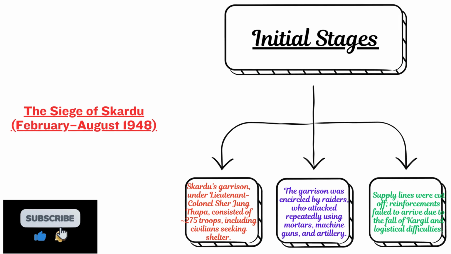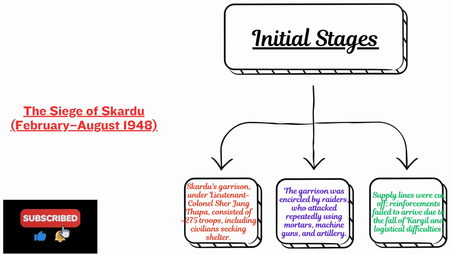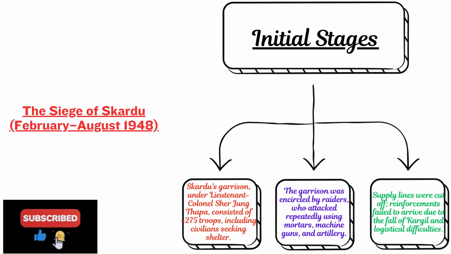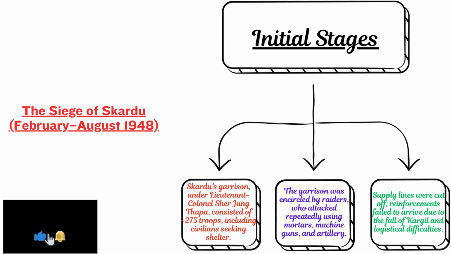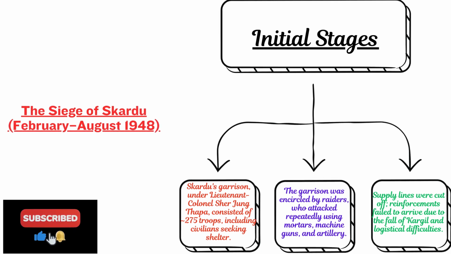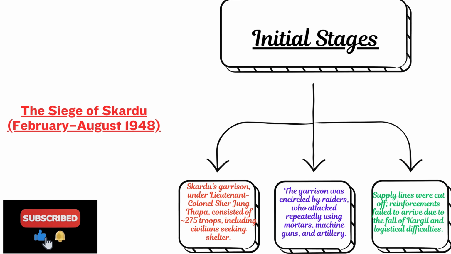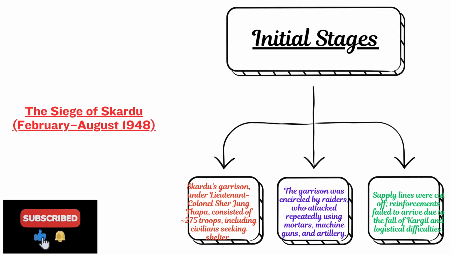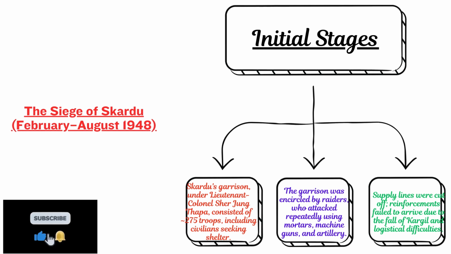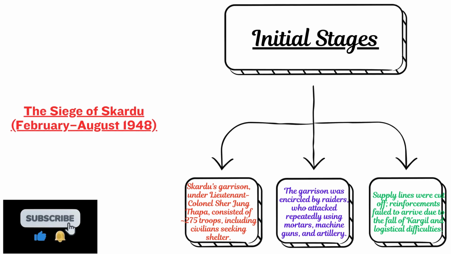The Skardu garrison, led by Lieutenant Colonel Sher Jung Thapa, consisted of about 75 troops. In addition to soldiers, the fort provided shelter to a significant number of civilians seeking refuge from the raiders. Encirclement and repeated attacks. The garrison was quickly encircled by raiders, cutting off all escape routes.